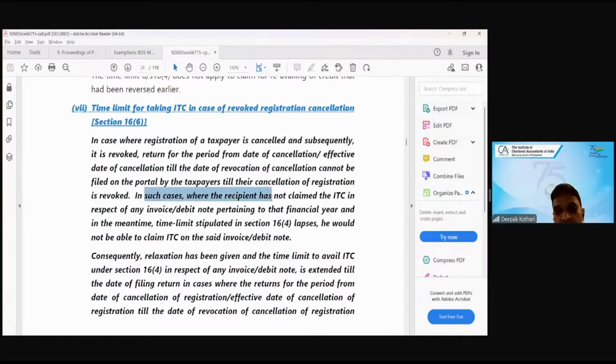So in such cases where the recipient who has not claimed the ITC in respect of any invoice or debit note pertaining to that financial year, and in the meantime the time limit stipulated in 16(4) lapses, he will not be able to claim the credit. मैंने किसी को सेल किया था, because I am a genuine taxpayer. I have been supplying the goods and I have been passing on the credit. Right? Now I have sold something and I have to give credit to my buyer. Okay? Now, while I'm doing this, the office has cancelled my registration. Oh God. Say on the 1st of April 2025, he has cancelled my registration.